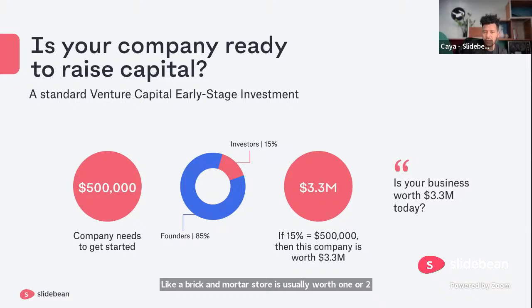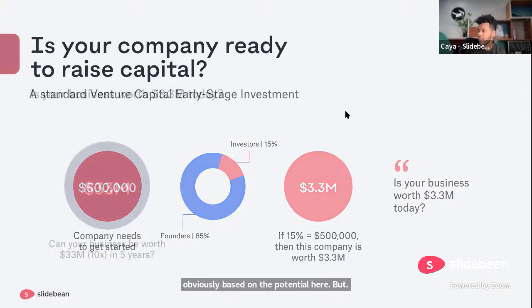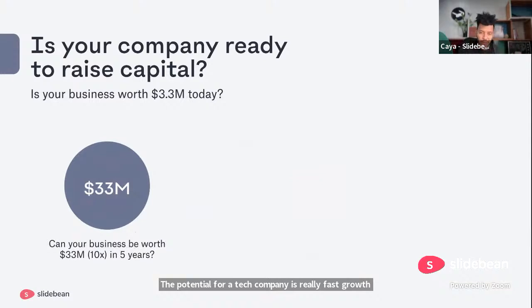So that's good, but how do you get $3.3 million from just this idea, right? Okay, it's obviously based on the potential here, but the potential for a tech company is really fast growth with really high profit margins. So for your business to be worth $3.3 million today, investors expect that value is going to 10x in about 5 years.